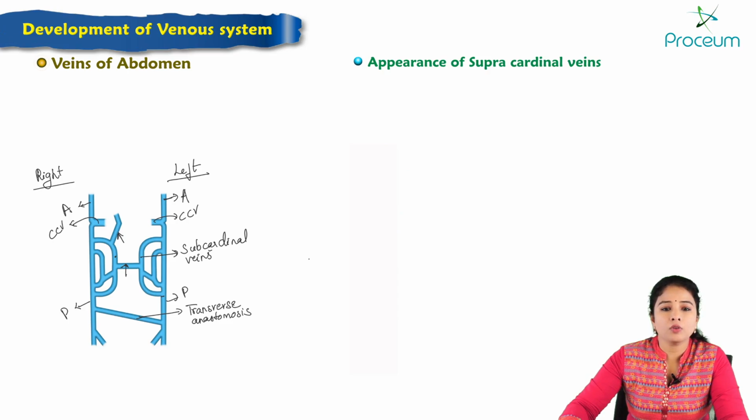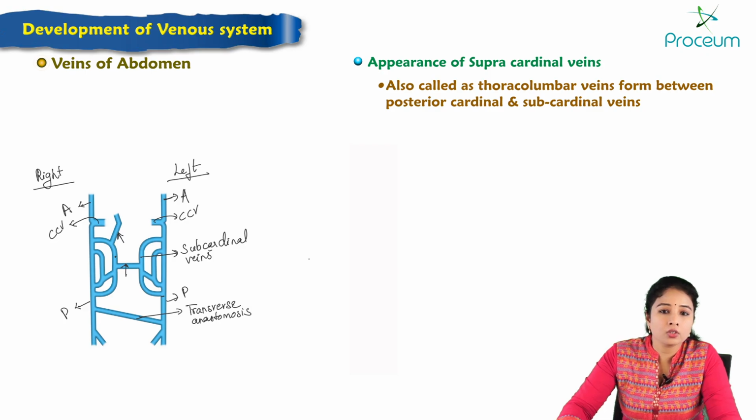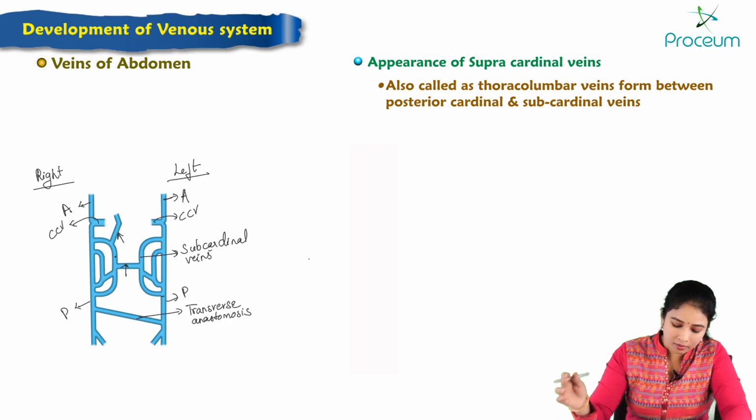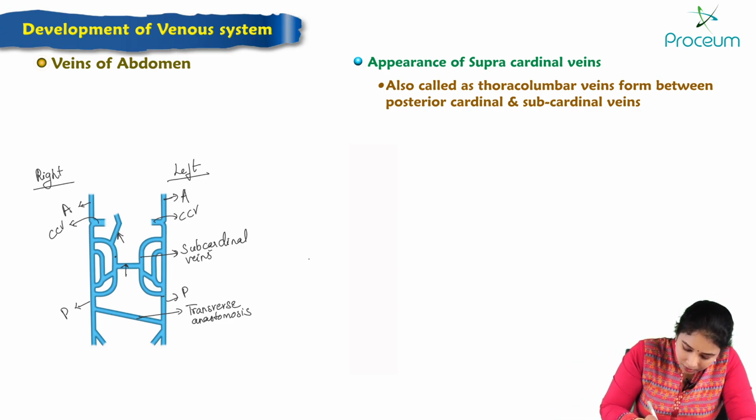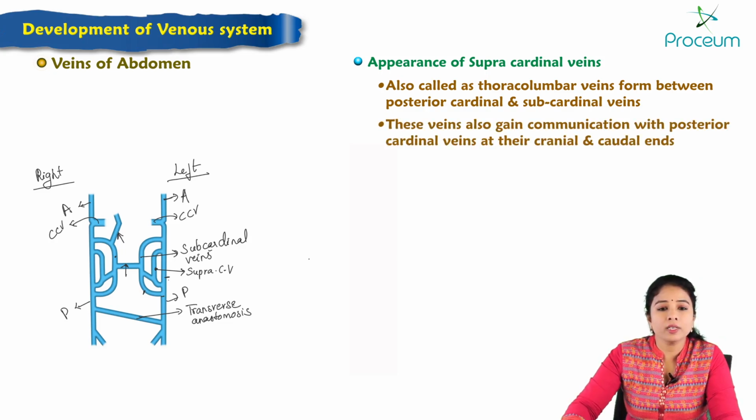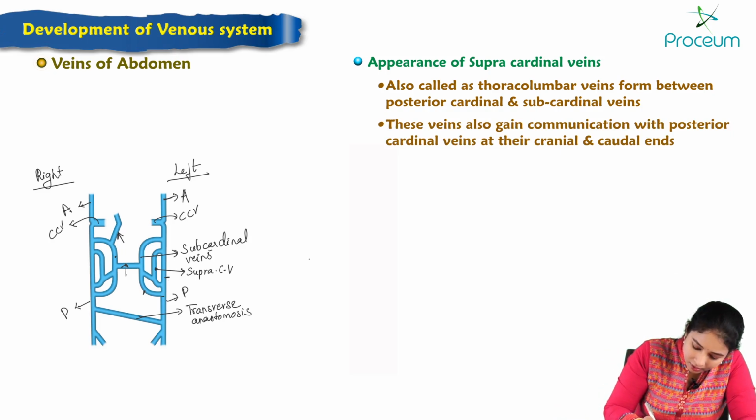Next is the appearance of supracardinal veins. Supracardinal veins are also called thoracolumbar veins, which form between the posterior cardinal and subcardinal veins. These are subcardinal veins, this is the posterior cardinal veins, and the veins which are intervening here are supracardinal veins. These veins also gain communication with the posterior cardinal veins at their cranial and caudal ends. So you can see their communication with the cranial and caudal ends on each side.